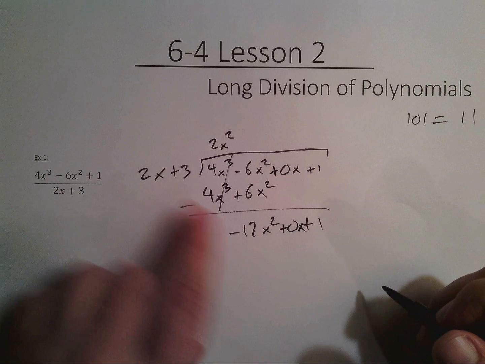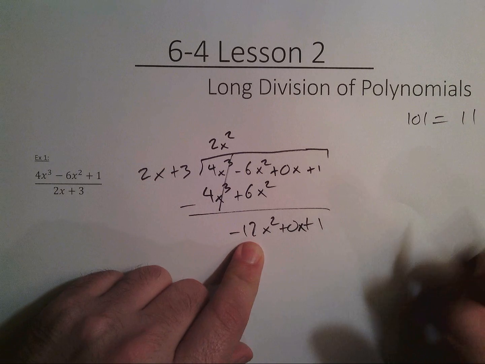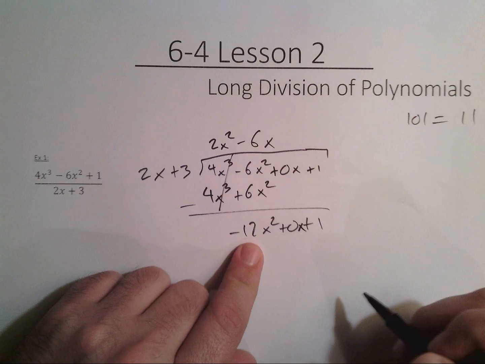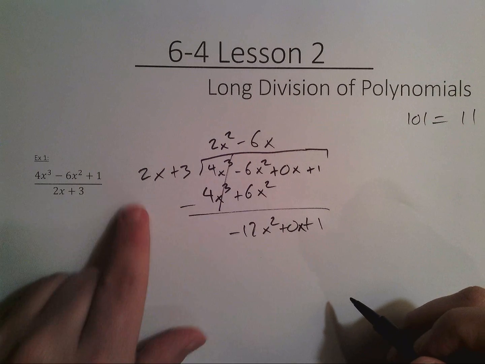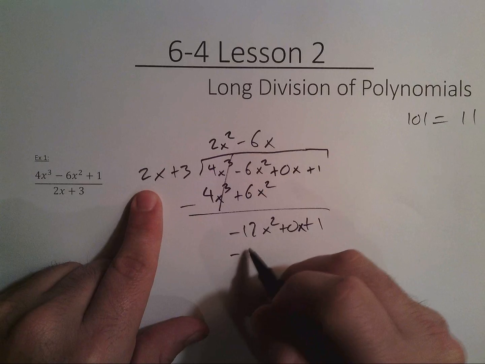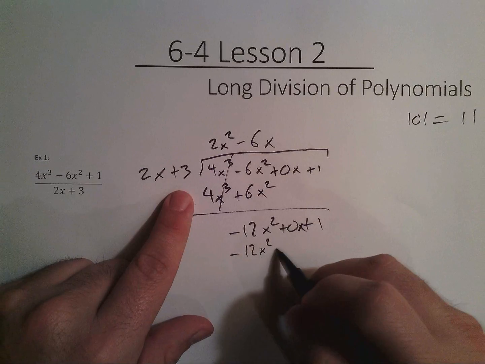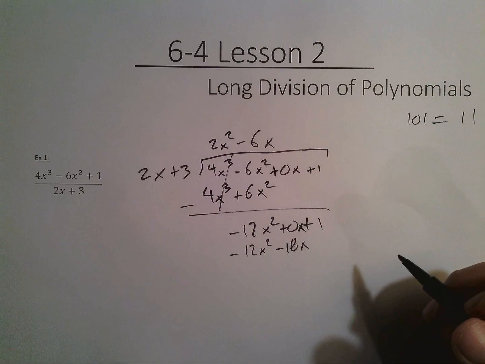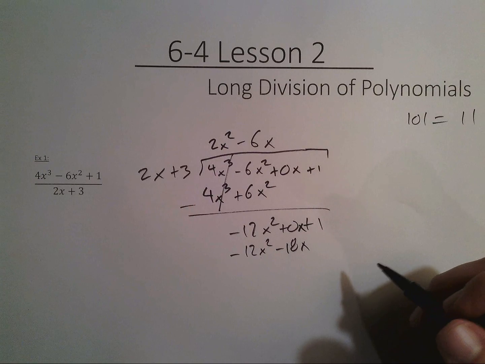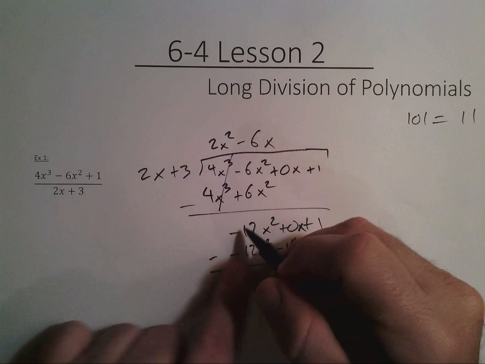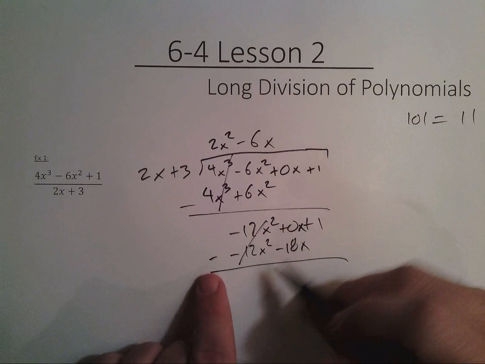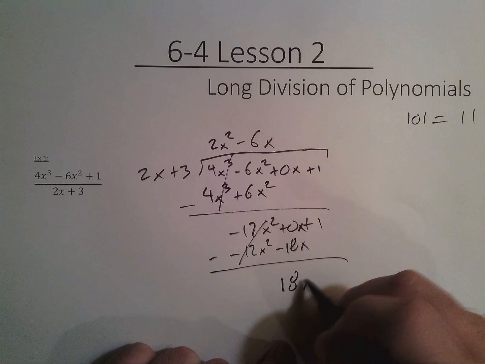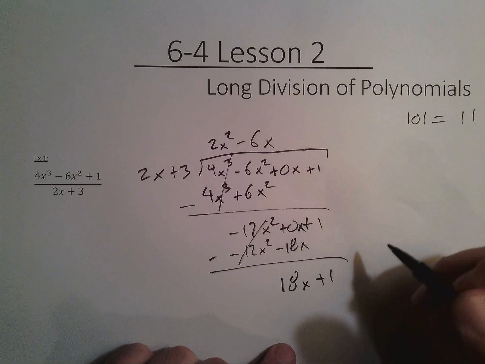Alright, how often does 2x go into negative 12x squared? It goes in there negative 6x times. Now I do negative 6x times all of this, and I get negative 12x squared minus 18x. Alright, well, now I'm just going to do subtraction. Minus minus cancels. I have minus negative 18x and 0, so I end up with positive 18x. Drop down the next thing, plus 1.